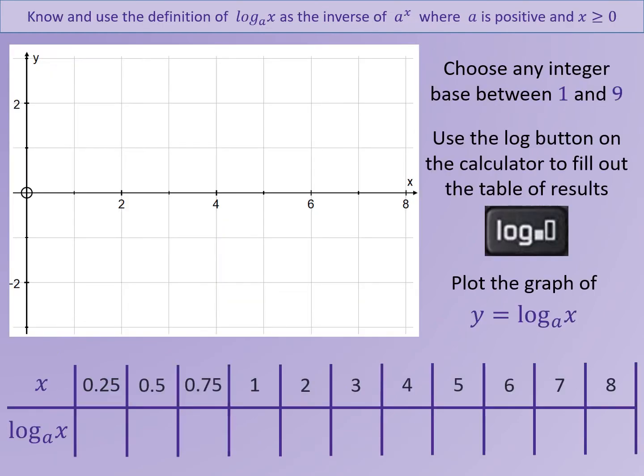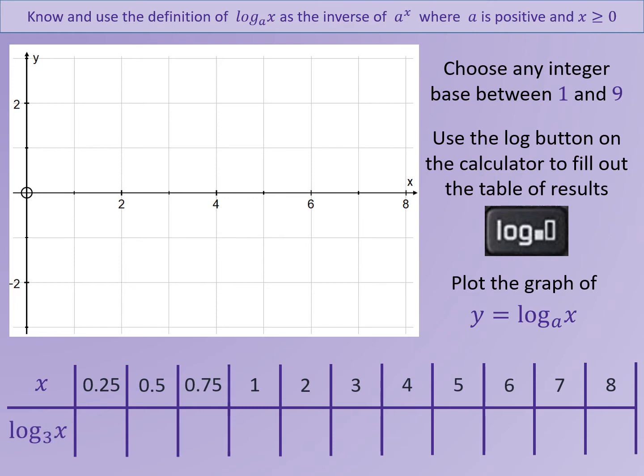Okay, so a little bit of experimental maths here now. What I'd like you to do, please, is choose a base number between 1 and 9. In fact, I wouldn't choose 1 because we've already said that the base number of a logarithm can't be 1. So choose a base number between 2 and 9 for me. And what I'd like you to do, please, is use the log button on your calculator to fill out this table of results. So I shall show you how I've done my first one.